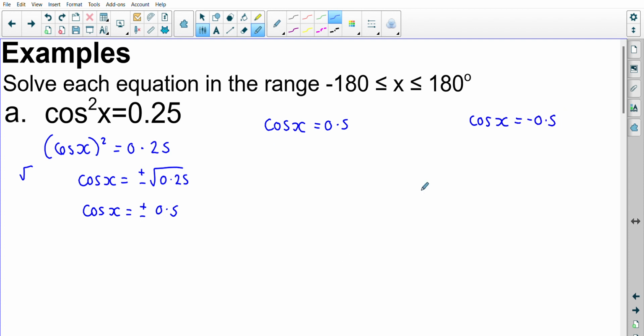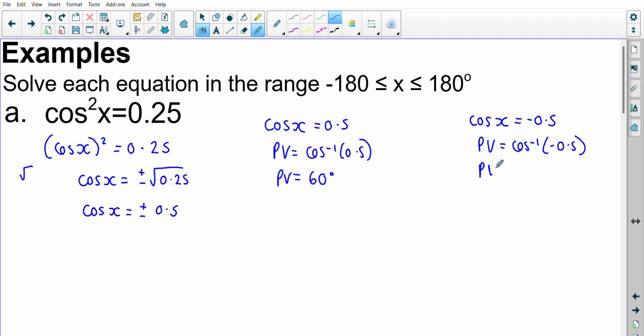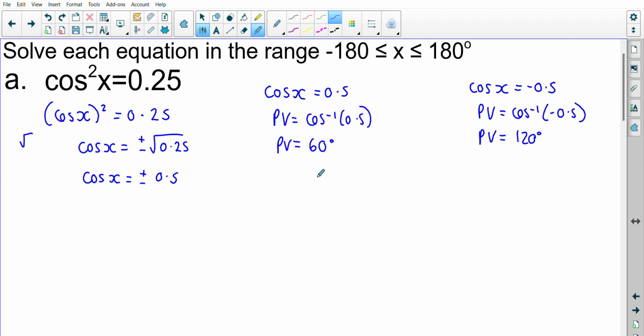Now these from here on out will be the exact same process as what you're used to doing. So principal value, same with this one, you'll have two principal values. Okay, and then the same process will be. So the first principal value I'll get is 60. The second one I'll get is 120 degrees. Now I'm just going to continue working with one. You could work with one and then go to the other. So from here I need a CAST.